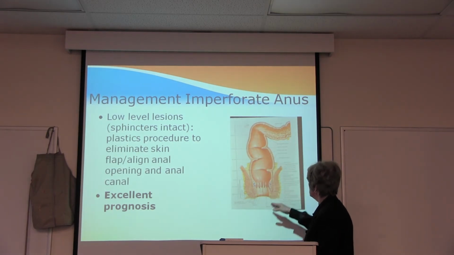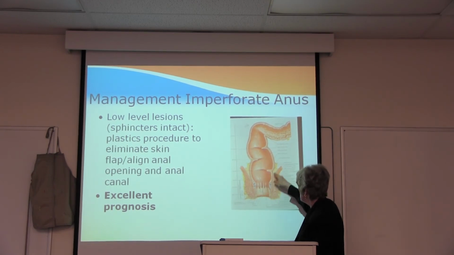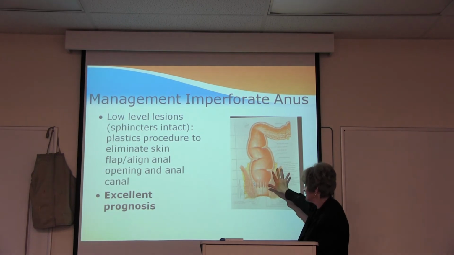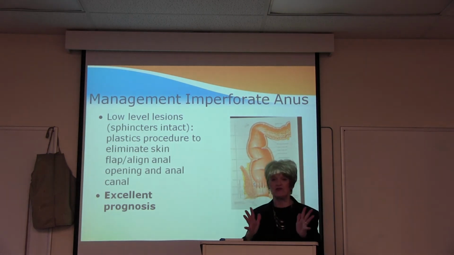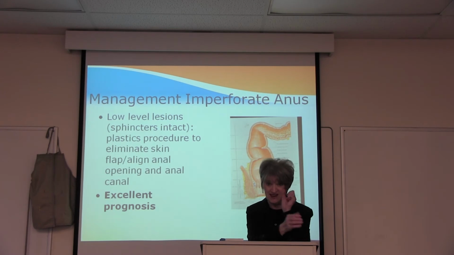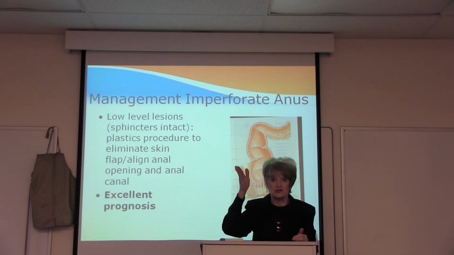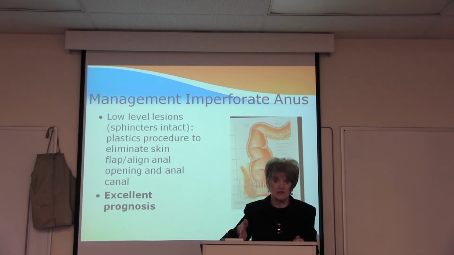Now, with low-level lesions, that means that the distal rectum formed, the anal canal formed, the sphincters formed. So the sphincters are intact. And just as a review, internal sphincter, smooth muscle, not under your voluntary control, but provides continence at rest because it stays tight. So it keeps small amounts of stool or gas from leaking out. A normally functioning internal sphincter, when the rectum distends with stool or gas, opens to allow stool and gas to pass into the anal canal.